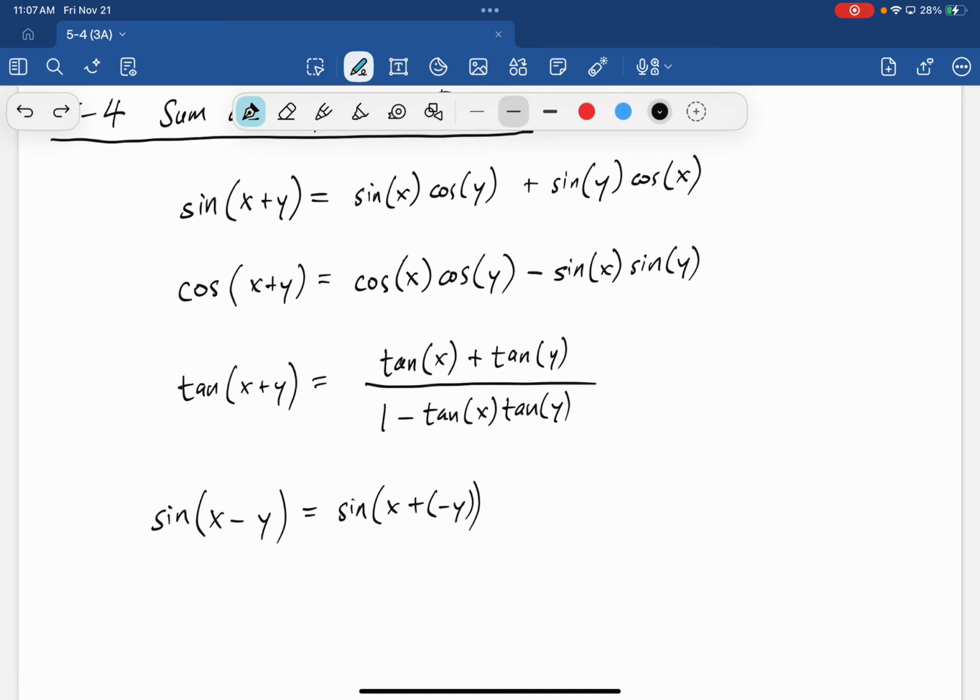So you can just plug in negative y into your equation here. If you plug in negative y and replace the y that we have here with the negative y, then the first equation becomes sine x times cosine of minus y plus sine of minus y times cosine x.